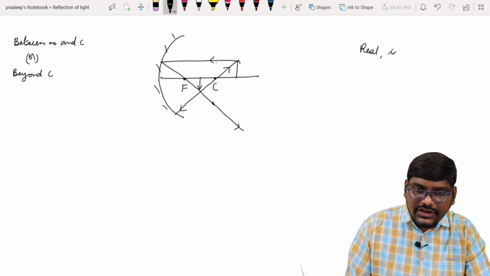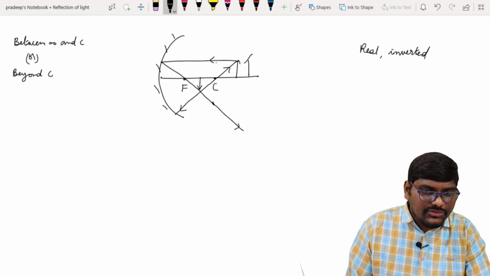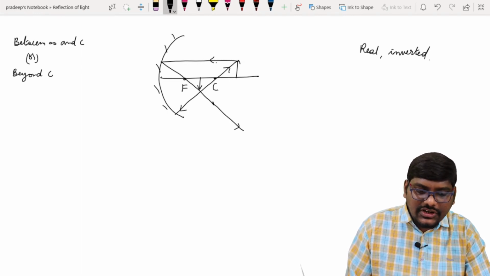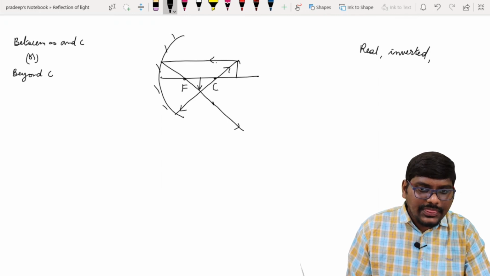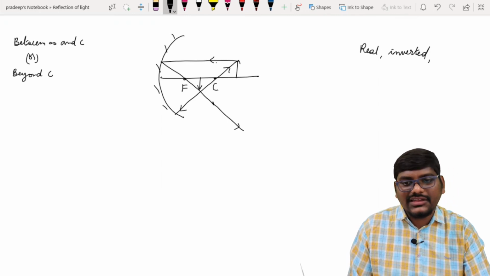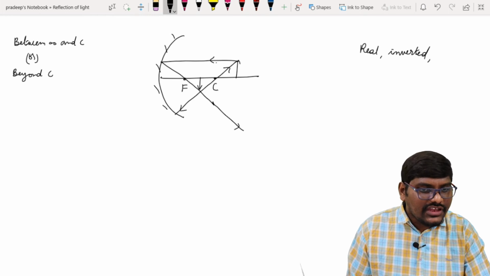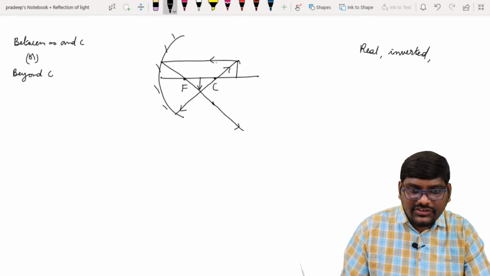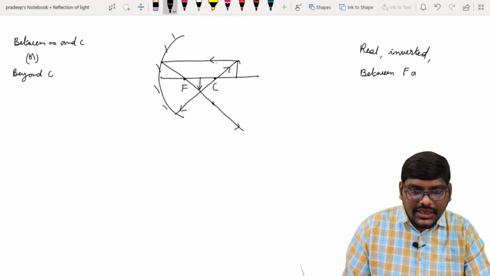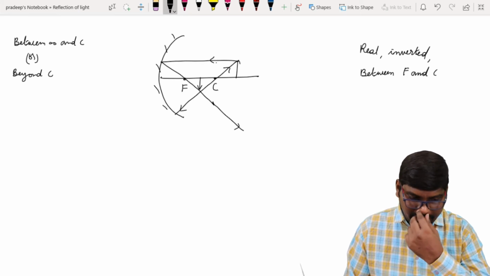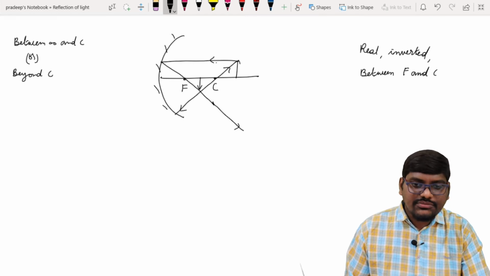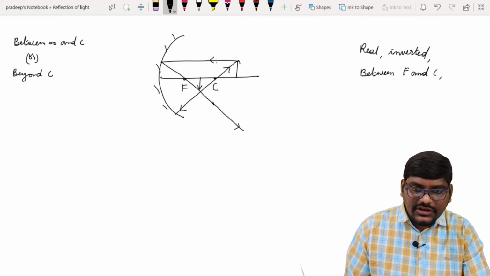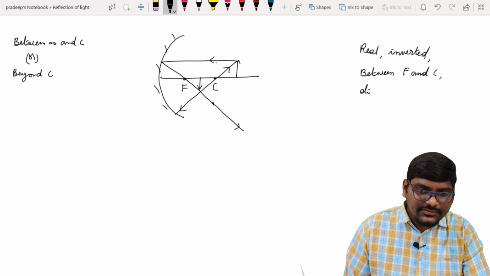Also it was inverted, right? So this object is like this, but the image formed is reversed. So this is inverted. We'll also say that whatever image is formed is smaller than the actual size, so it is diminished, and it is forming between F and C. So I'll write that it is forming between F and C. And also if you see here, it is smaller than the actual size, so it is also diminished.